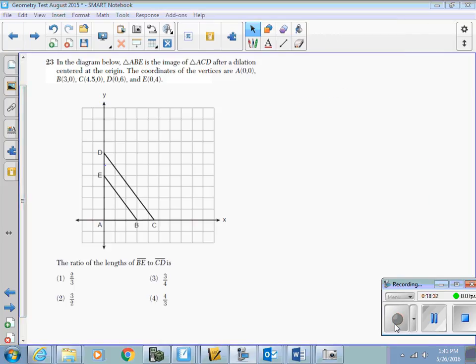All right, let's look at number 23. It says in the diagram below, triangle ABE is the image of triangle ACD after a dilation centered at the origin. The coordinates of the vertices are 0, 0, 3, 0, 4.50, 0, 6, and 0, 4. All right, so let's pay attention here. The important thing that you have to see is it says ABE is the image.